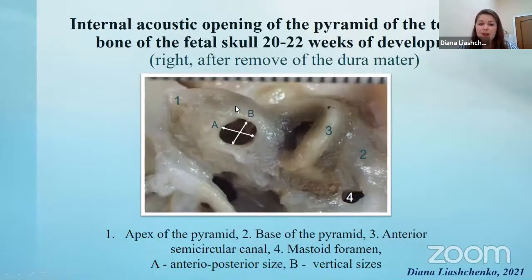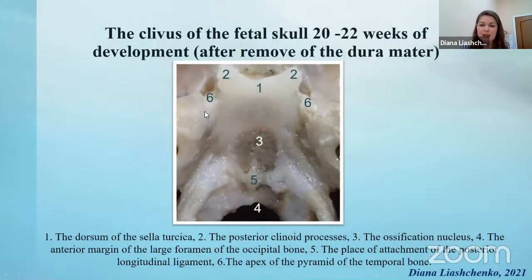The internal acoustic meatus opening in this age period has an oval shape, and due to its position under the angle, we measured its two sizes, longitudinal and transverse. The longitudinal size was 3.6 millimeters on the right side and 3.4 millimeters on the left side, and the vertical or transverse size was around 2.4 and 2.3 millimeters respectively.